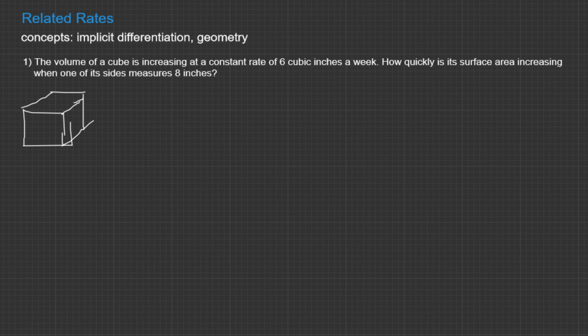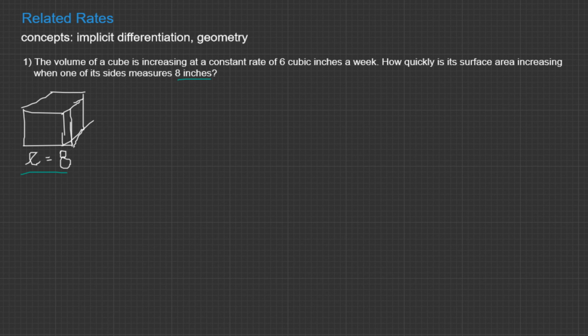So we know that we're talking about a moment in time where the length of one of its sides equals 8 inches. And since this is a cube, it means that all of its sides have the same length, so every side is going to equal 8 inches at this moment in time. The next thing that we know is, and I'm going to underline these in color so you can see where I'm getting this information from.